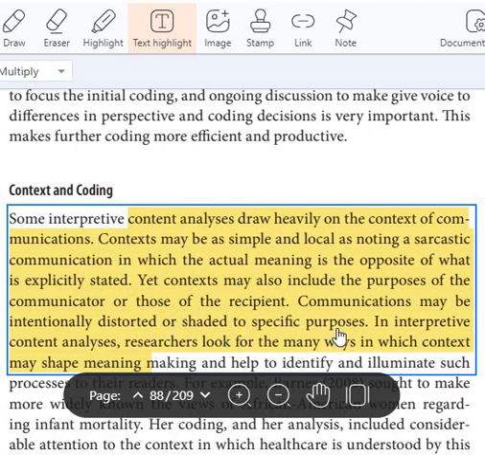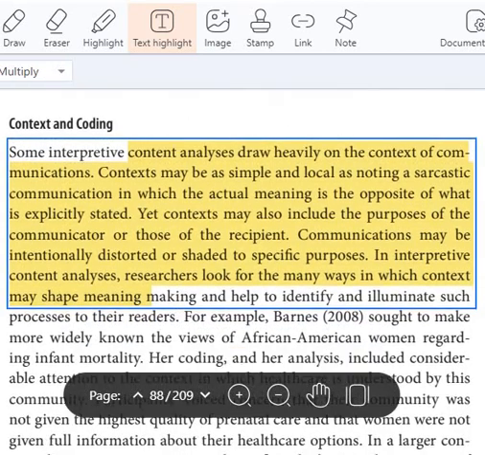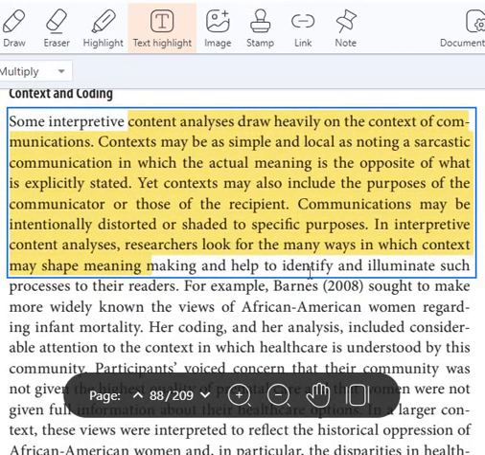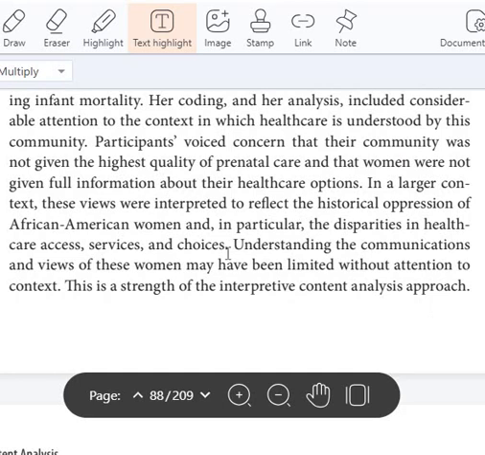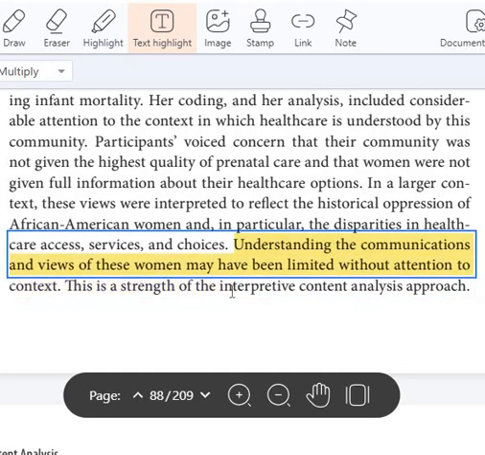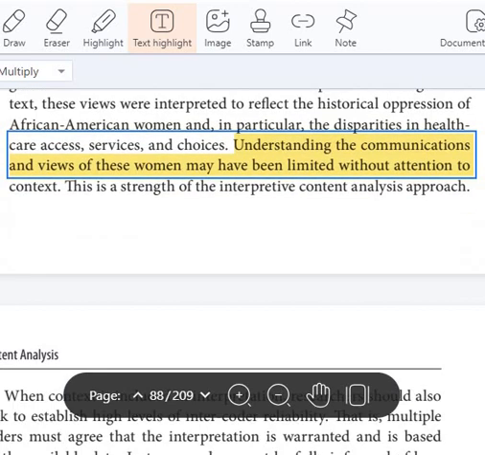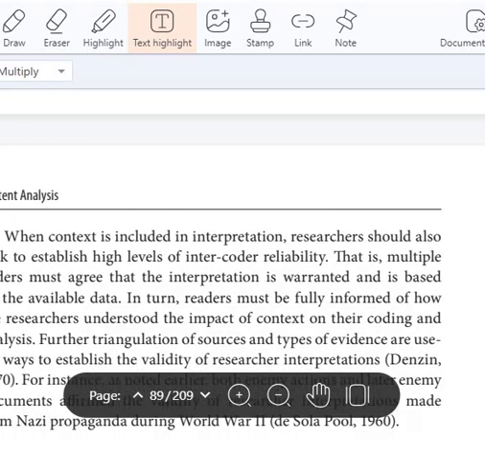Communications may be intentionally distorted or shaded to the specific purposes. In interpretive content analyses, researchers look for the many ways in which context may shape meaning making and help to identify and eliminate such processes to their readers. So they want to focus on the meaning making process. Understanding the communications and views of these women may have limited without attention to context. This is a strength of the interpretive content analysis approach.